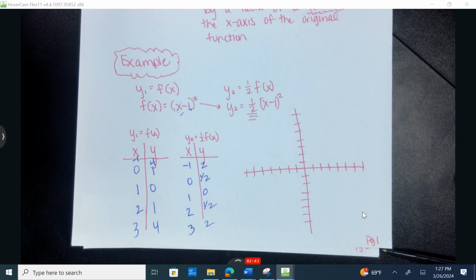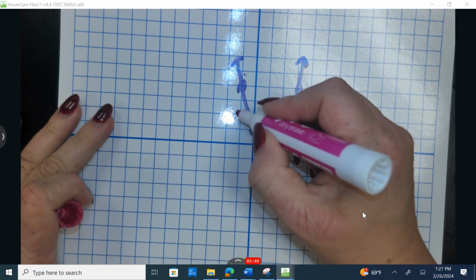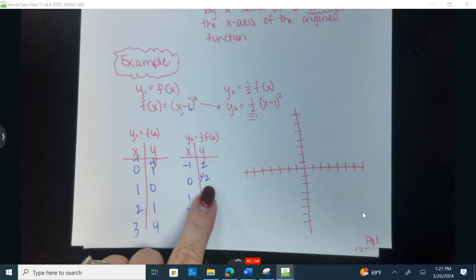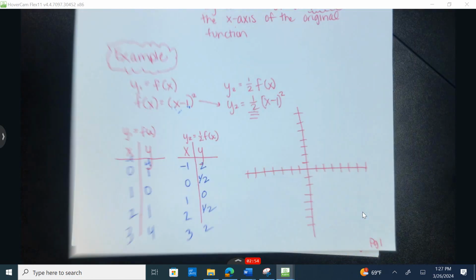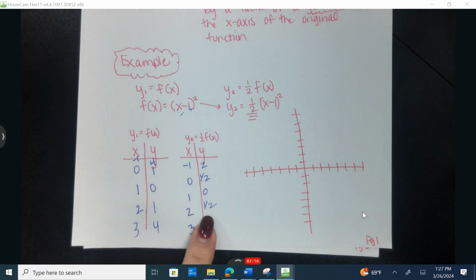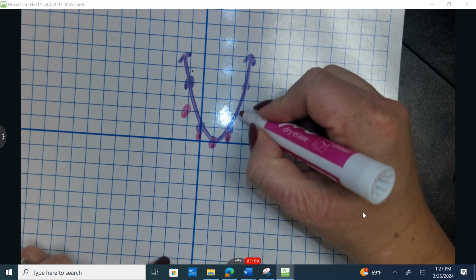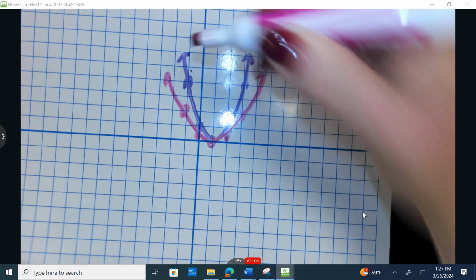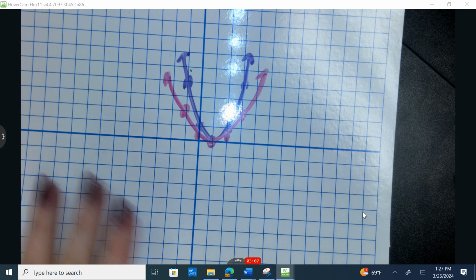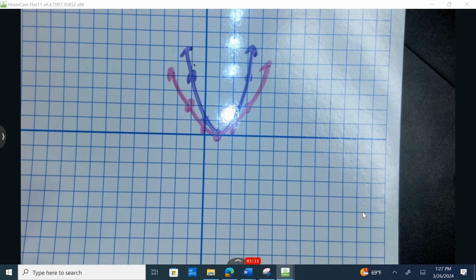I'm going to graph that with a different color here. So negative 1, 2, 0, 1/2, 1, 0, 2, 1/2, and 3, 2. When it's vertically compressed, it's flattened out towards the x-axis.